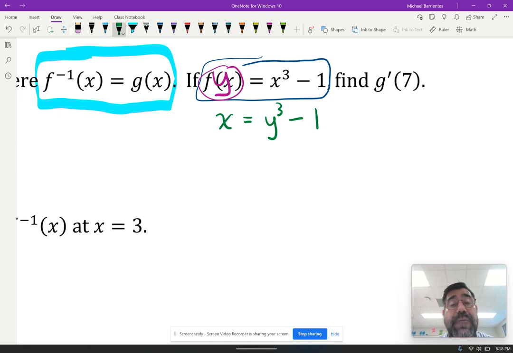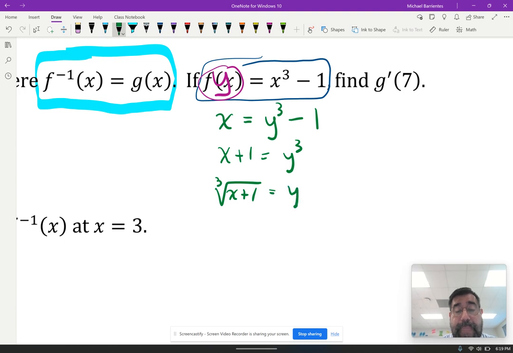Now we're going to solve for y. I'm going to add 1 on both sides. Then to undo the cube, we take the cube root of both sides. This is my inverse function, f inverse of x, also known as g of x. I created the inverse function using that process.